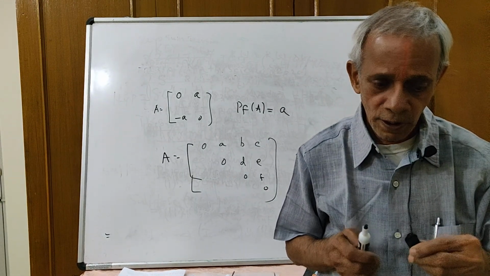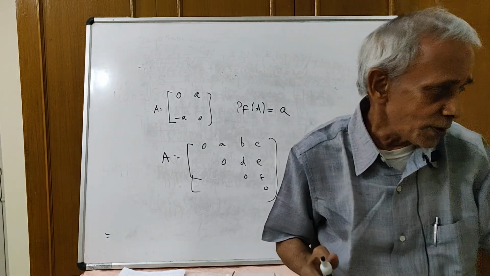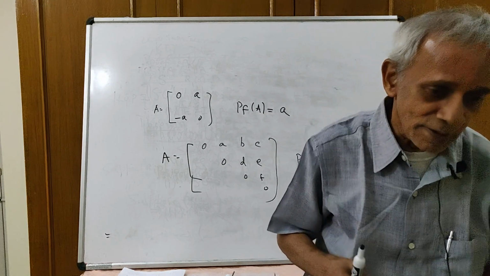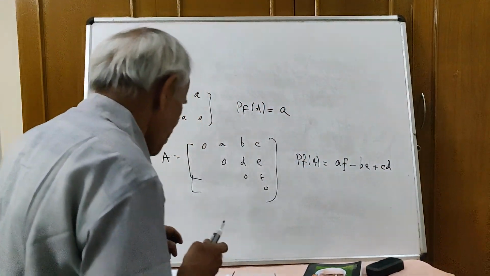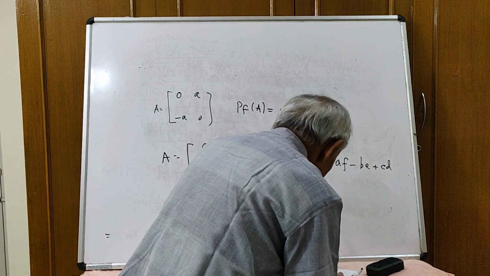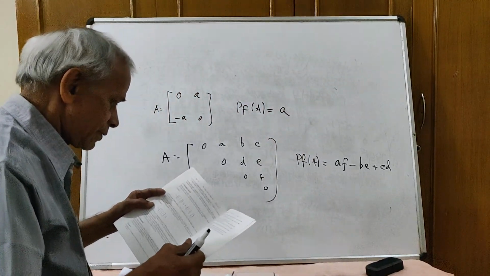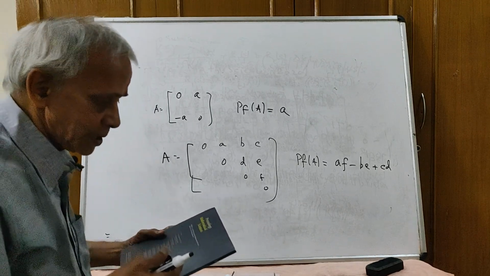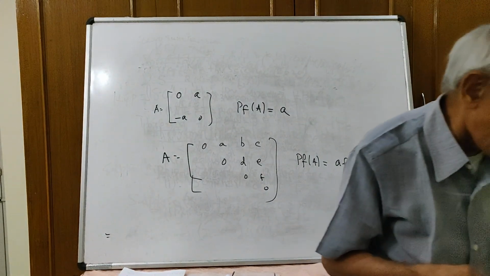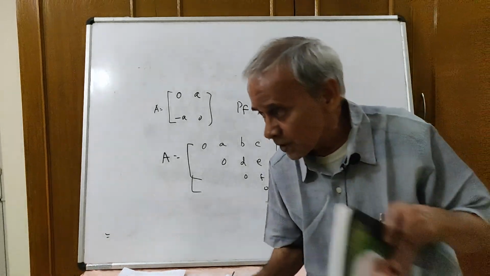Now suppose A is 4 by 4, because when it is 5 by 5, the determinant vanishes, since it is a skew symmetric matrix of odd order. So the first row is 0, a, b, c; then 0, d, e; then 0, f; then 0. Here you define Pf of A as af minus be plus cd. So this is how we define it.